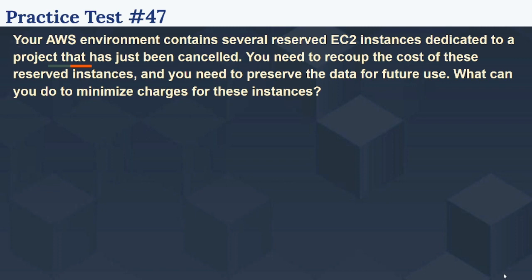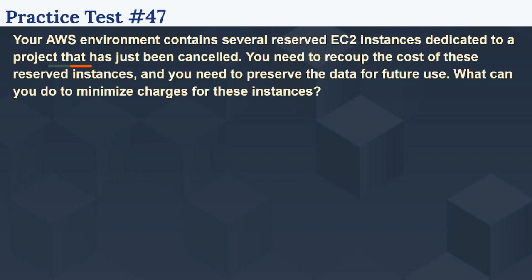So the 47th question is, your AWS environment contains several reserved EC2 instances dedicated to a project that has just been cancelled. You need to recoup the cost of these reserved instances, and you need to preserve the data for future use. What can you do to minimize charges for these instances?